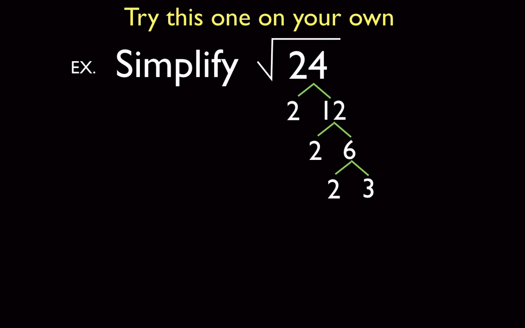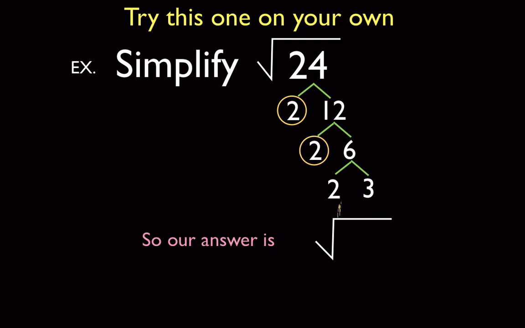Now I identify my perfect squares. I identify my pairs. So I have a 2, which is going to go on the outside. And on the inside, I still have a 2 and a 3 left over, which again multiply out to equal 6. So hopefully the answer was correct. If not, you might want to go ahead and go back to the previous examples, rewind the video, and just sort of watch through the process again. You'll have plenty of opportunities to practice this tomorrow in class.